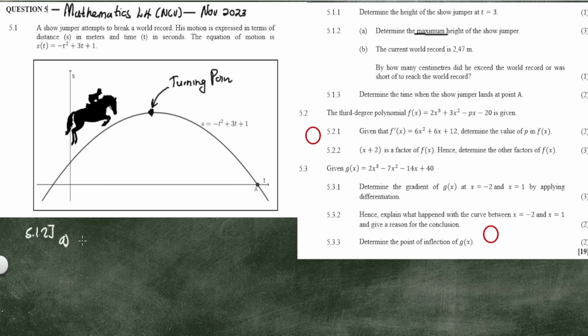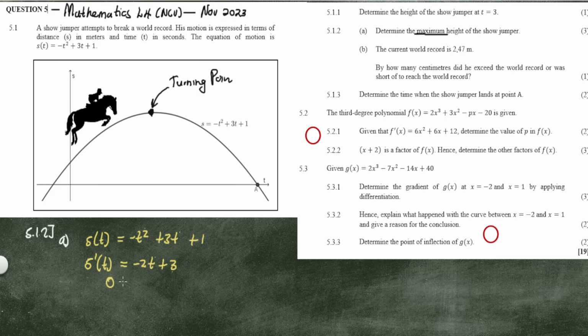So we take the given equation, minus t squared plus 3t plus 1, and find the first derivative: s prime of t equals minus 2t plus 3. 2 times minus 1 is minus 2. Then you subtract 1 from the exponent 2, it's 1. 1 times 3 is 3, and then you take away 1 from that 1, leaving 0. Any number raised to exponent 0 is 1, so we remain with 3. So that's the first derivative.